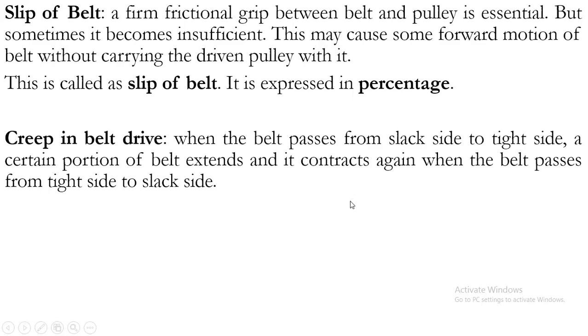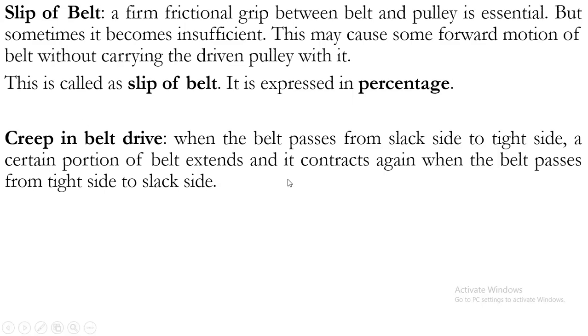Next is creep in the belt drive. Actually, creep is just a relative motion between the pulley and the belt surface. We will see how that relative motion happens between the belt and the pulley surface. We already discussed that in a belt drive, the lower side is the tight side and the upper side is the slack side. We already discussed that.